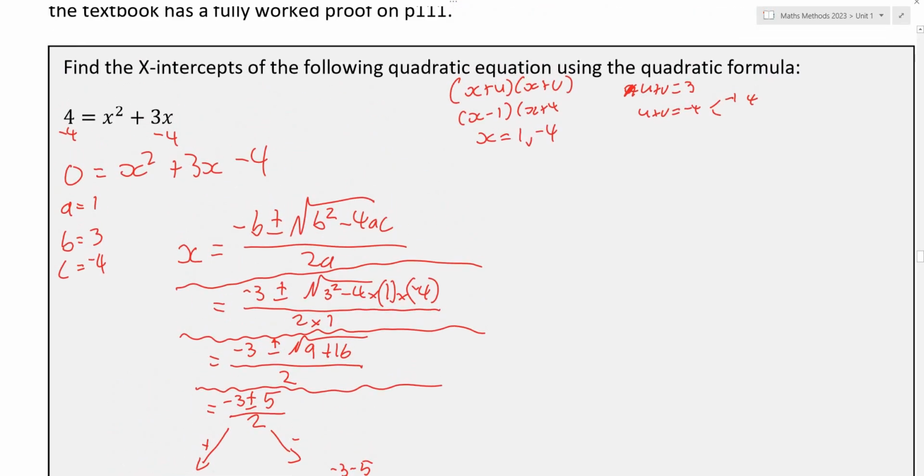We've started with our equation. 4 equals x squared plus 3x. I've gotten it into the form that we want. 0 equals ax squared plus bx plus c. So 0 equals x squared plus 3x plus negative 4. Or minus 4, as it were. From there, I've just identified my a value, my b value, and my c value. And I've written them down. All I've done from there is take my a, b, and c values and put them into the quadratic formula.